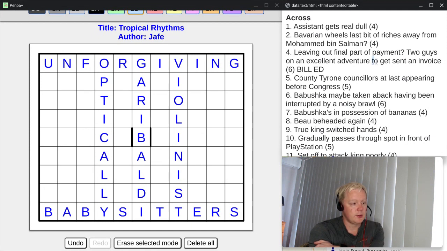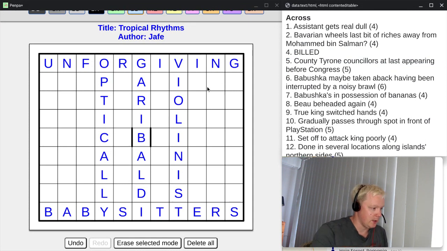And to get sent an invoice. No, that's actually not it. To get is just the connector. You do this wordplay to get an answer, and the answer means sent an invoice. So someone sent an invoice, someone billed the other person. So that's the definition, and the answer is billed.